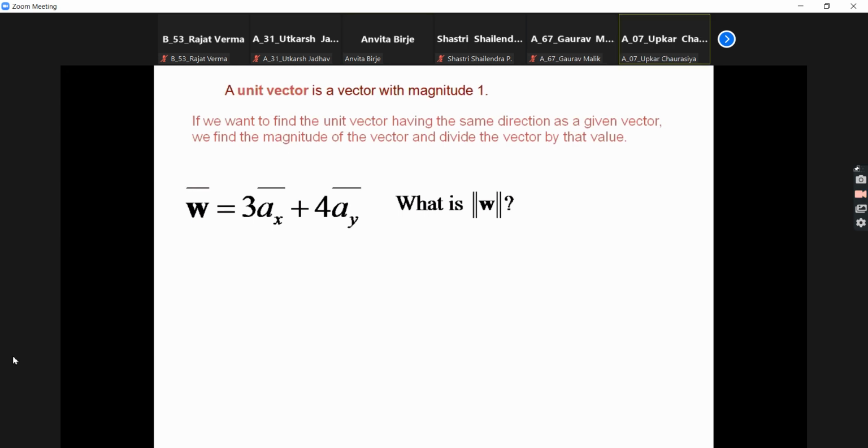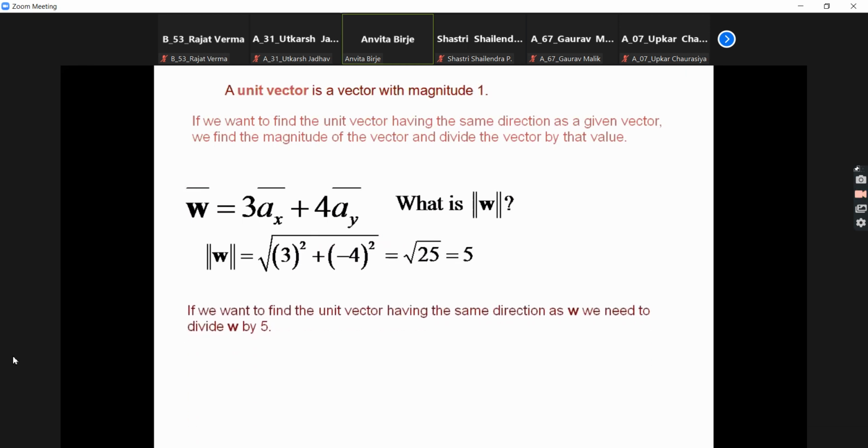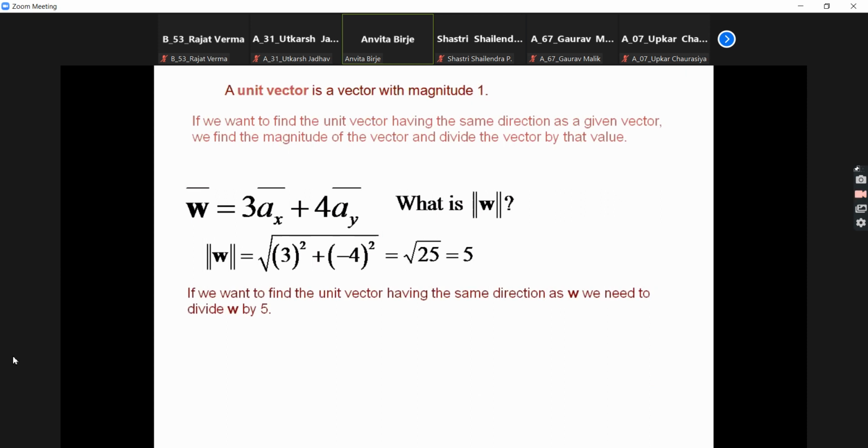Under root of 3 square plus 4 square, that is 9 plus 16, that is 25. इसका under root लेना, that is 5. Okay, so we can say that the magnitude of this w is going to be 5. Okay, I hope it is clear. अभी इसका मुझे unit vector निकालना है. Okay, unit vector of vector w.